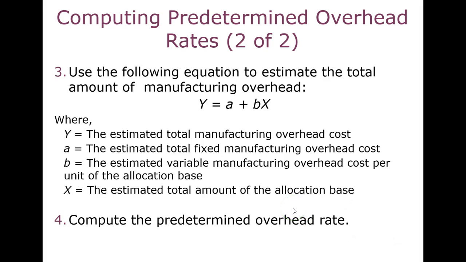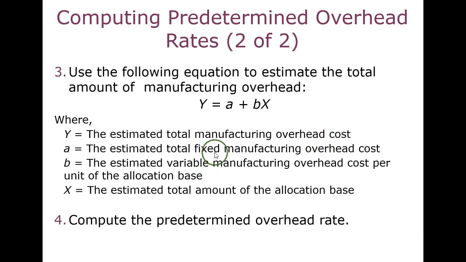Once you get those done, then what we're going to do is try to figure out how much is that total manufacturing overhead. So we have the formula Y equals a plus bX. Y is the estimated total manufacturing overhead cost for the period.